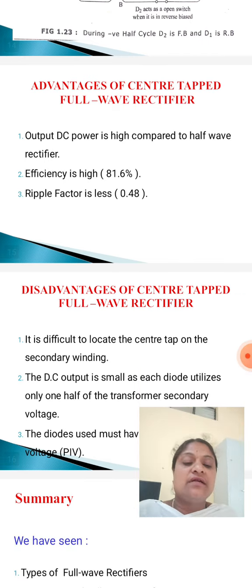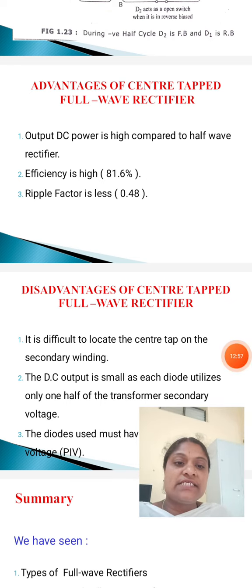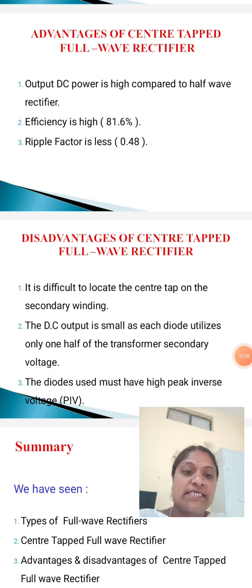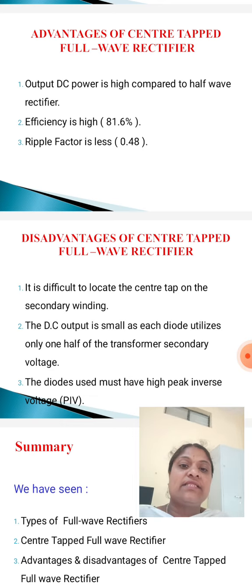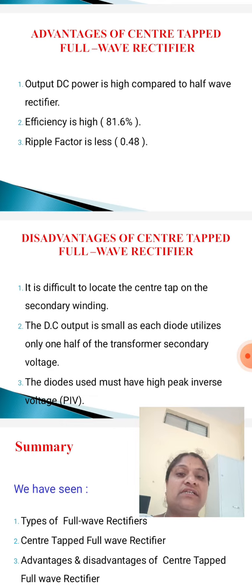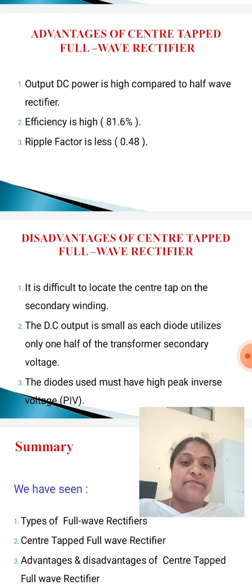Next, disadvantages of the center tapped full wave rectifier. The first disadvantage is that it is difficult to locate the center tap on the secondary winding.